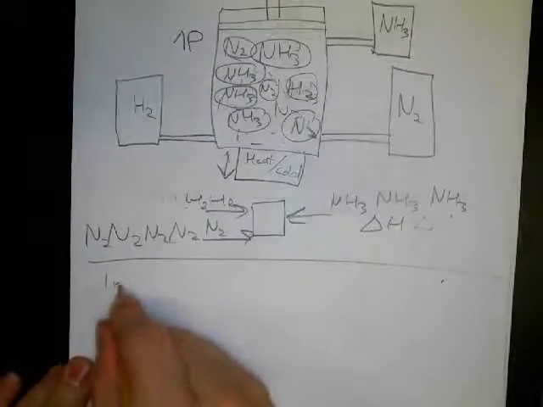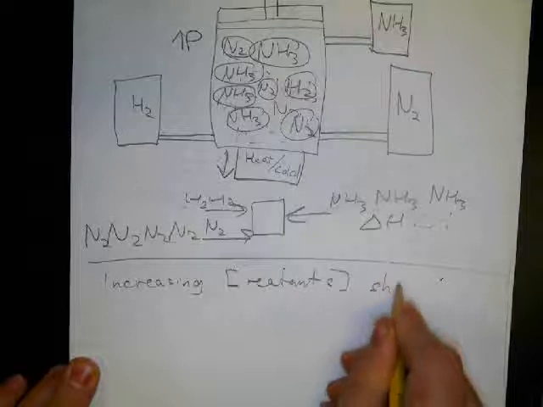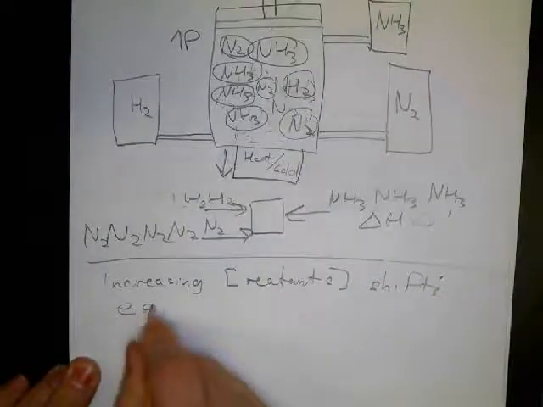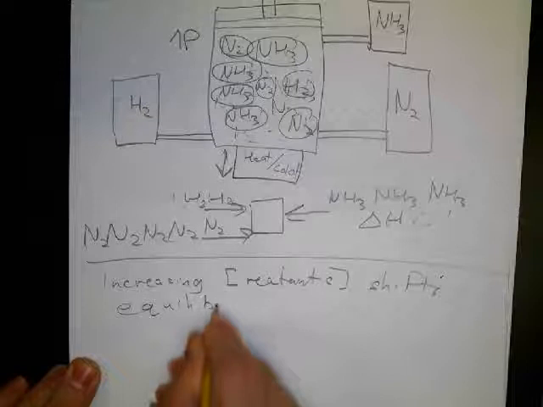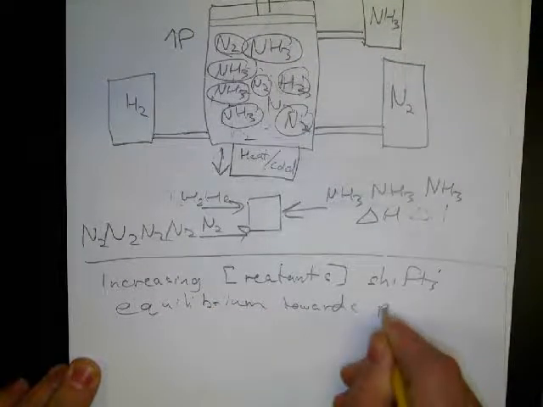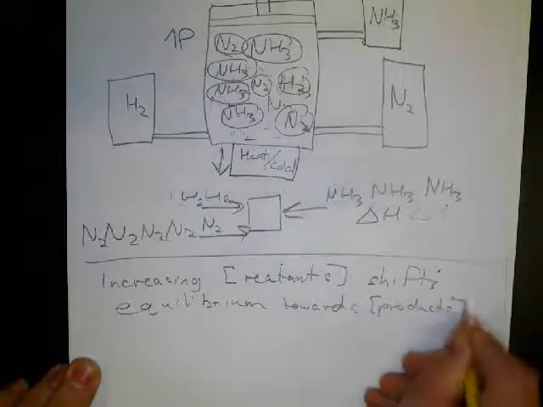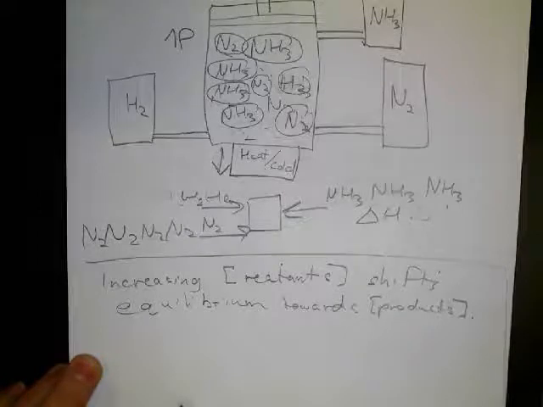If we were to make some rules, increasing the concentration of the reactants shifts the equilibrium towards products, the concentration of products. And the reverse is true. Decreasing the reactants would shift towards the reactant side.